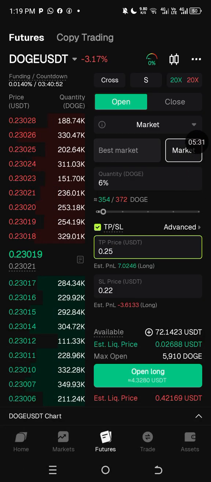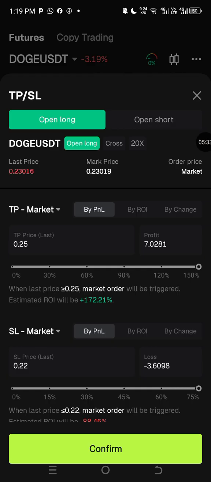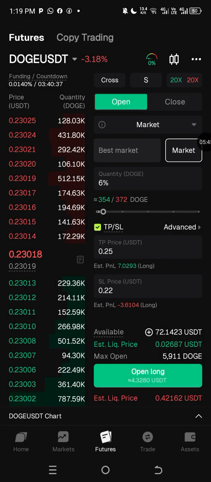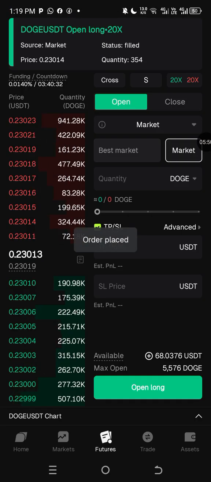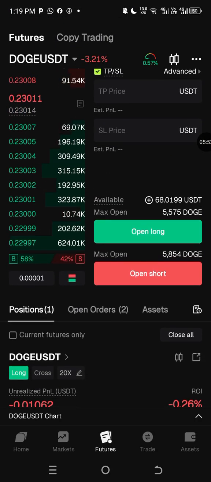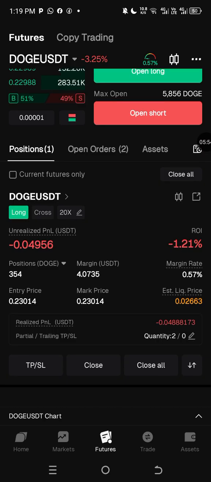After doing that, I will click on advanced and look at the profit I'm going to make. I will lose $3 if the price goes against me, and I will gain $7 if the price goes my way. So let's click on confirm, open long. You will see the trade now will be running. Can you see? It's already running. So let me close this guy now.